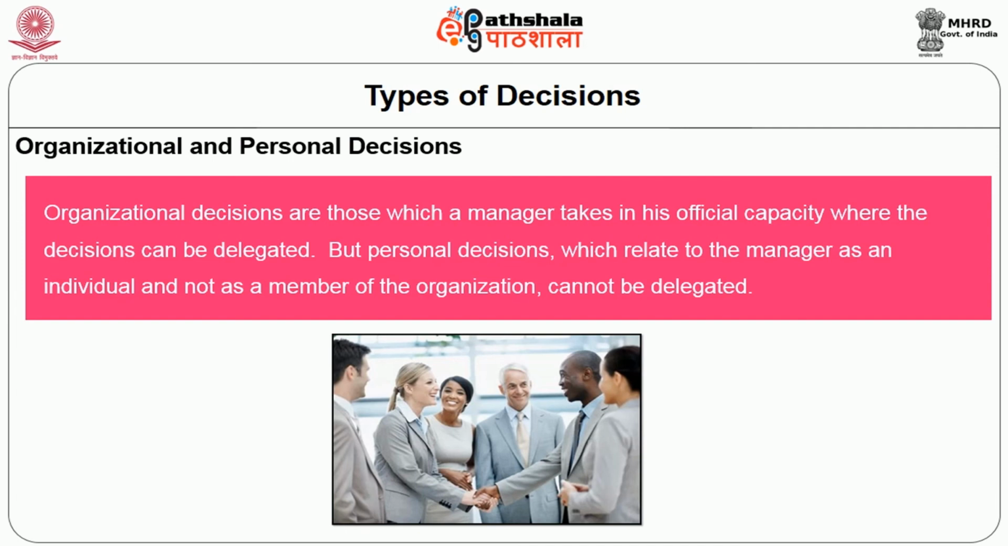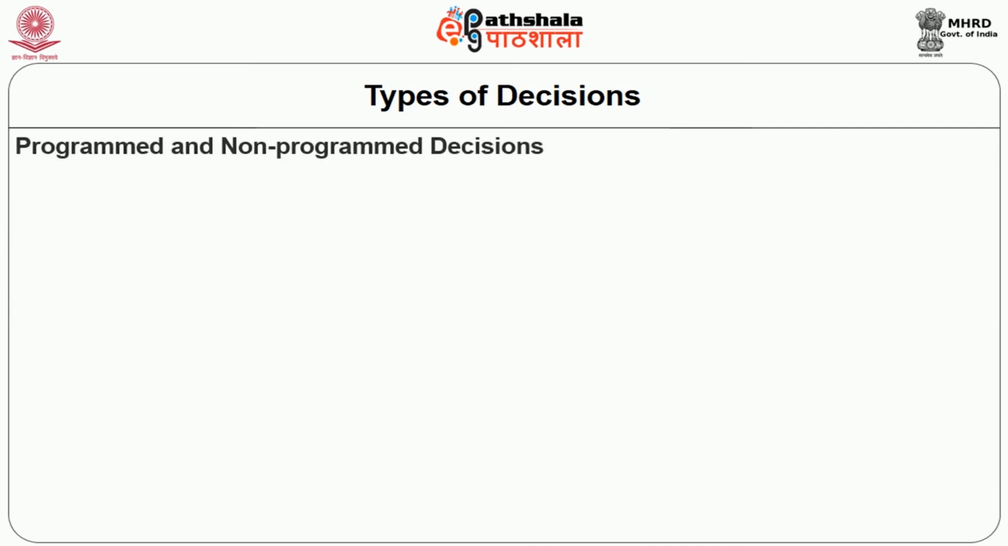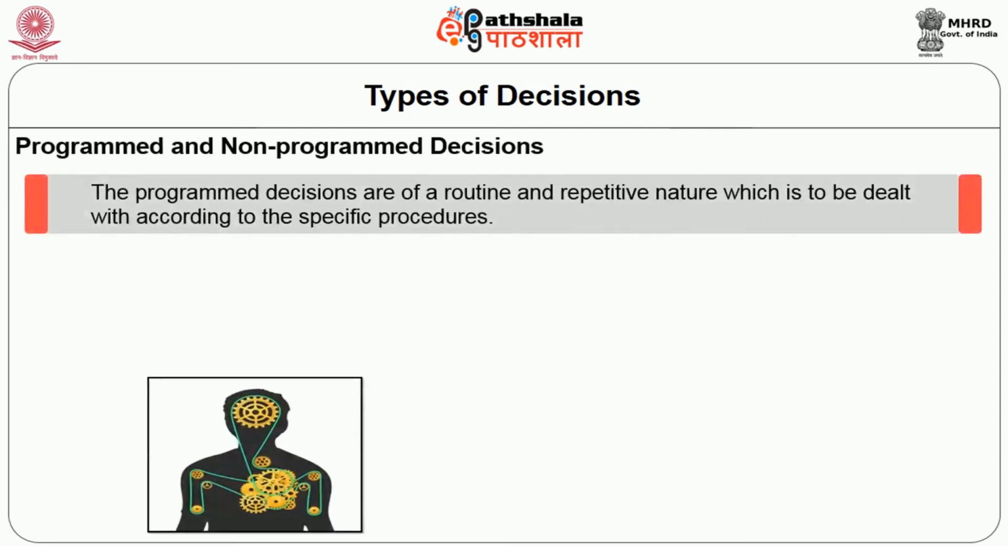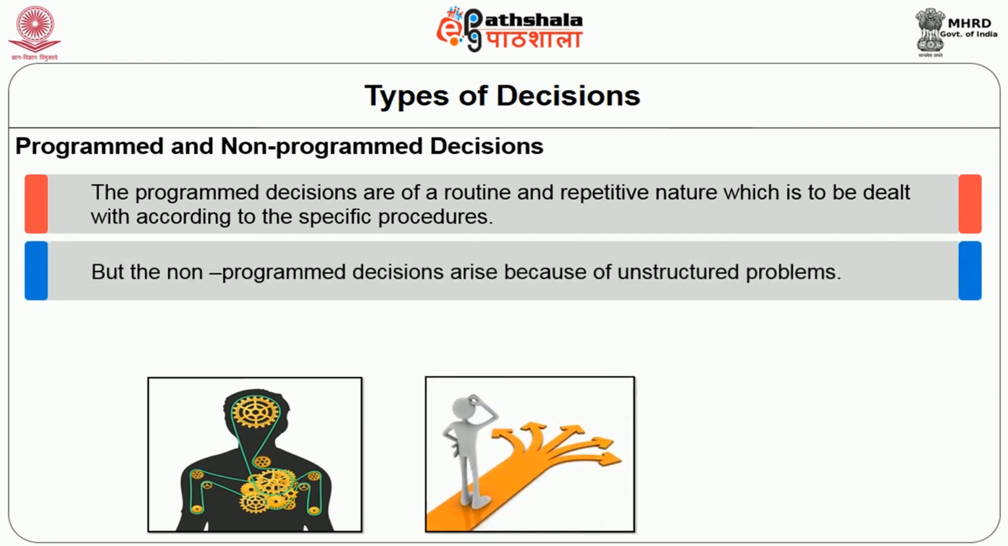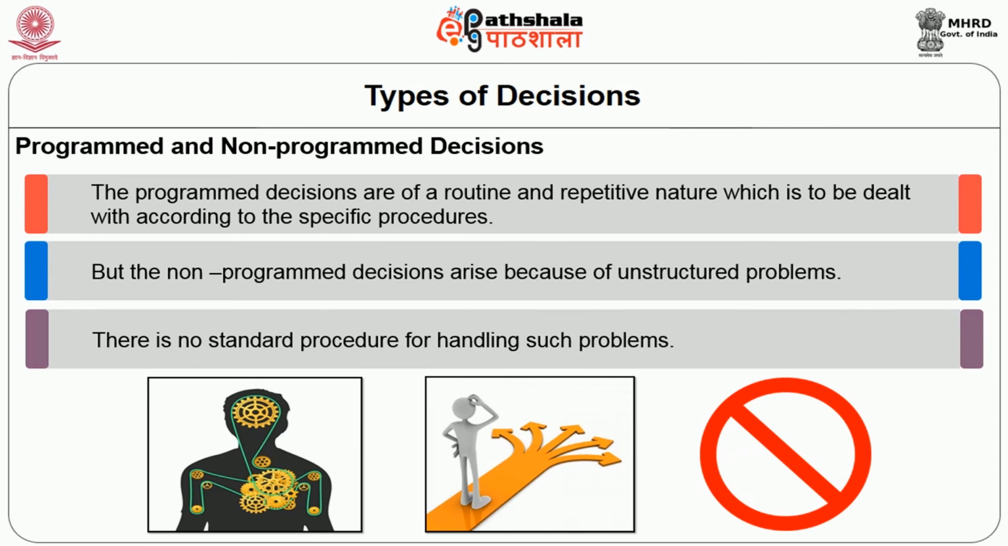The fourth type of decision is programmed and non-programmed decisions. The programmed decisions are routine and repetitive in nature and can be dealt with according to specific procedures. But the non-programmed decision arises because of an unstructured problem, and there is no standard procedure for handling such problems.